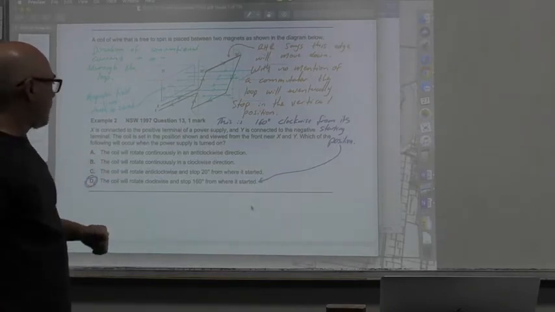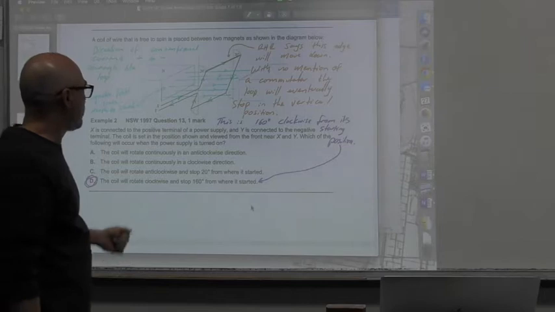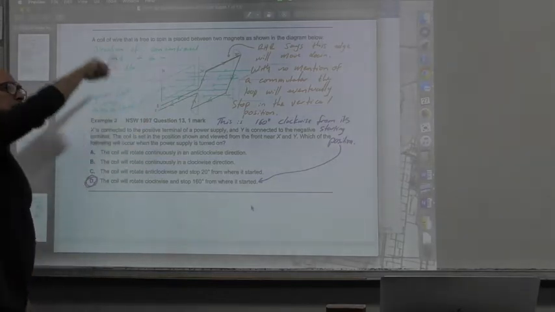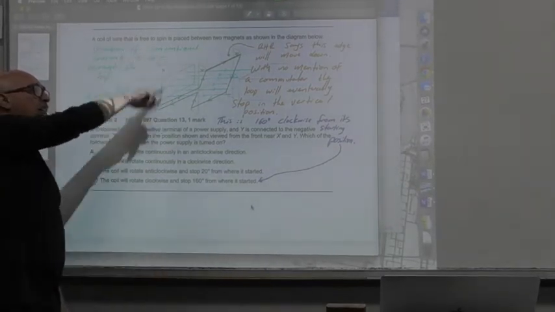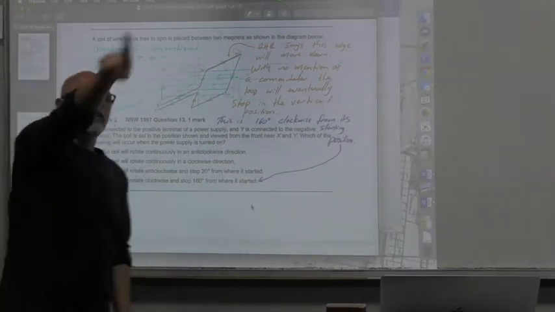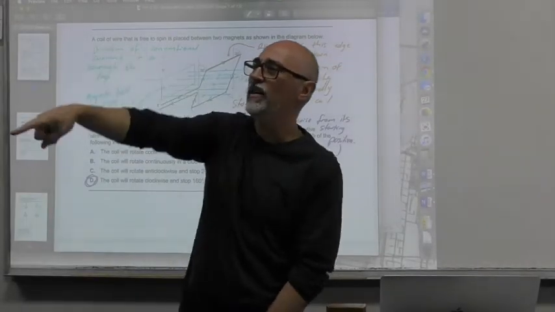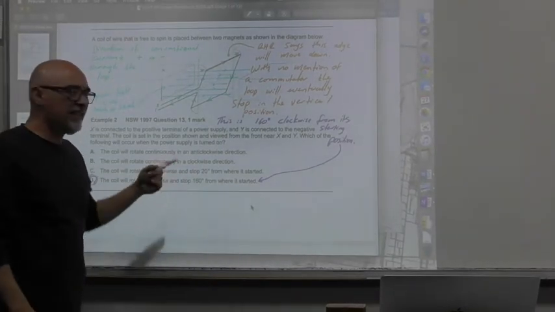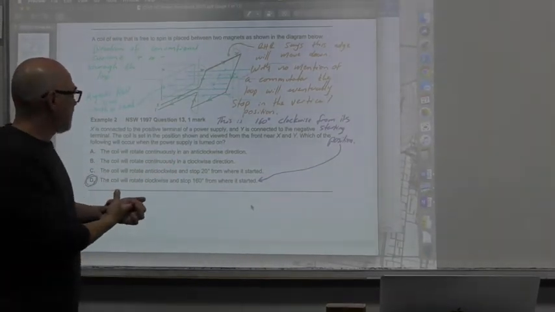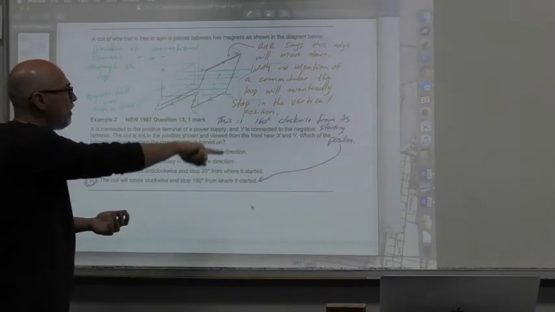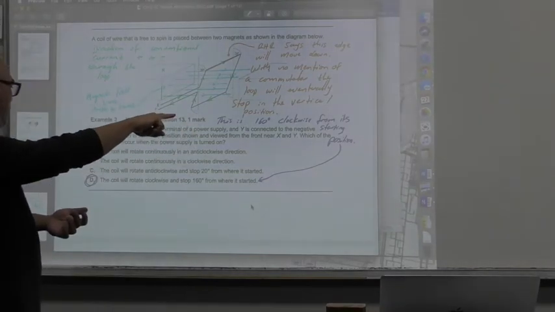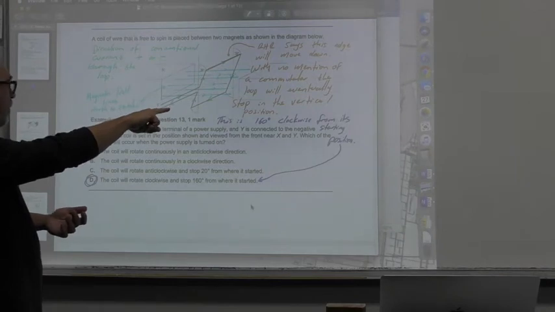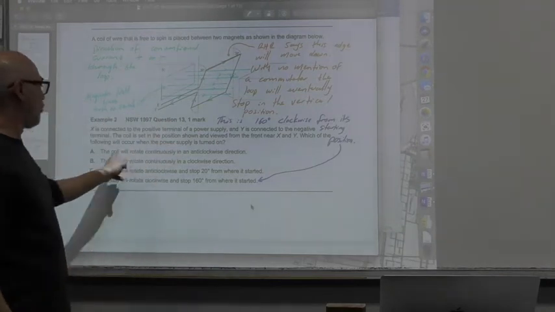The coil will rotate continuously in an anti-clockwise direction. Well, anti-clockwise, if it moves this way, if I look at my clock, that's actually clockwise. So firstly, no, it's not going to rotate. It doesn't say there's a commutator. It's actually going to move clockwise, not anti-clockwise. So it's just wrong in every way.